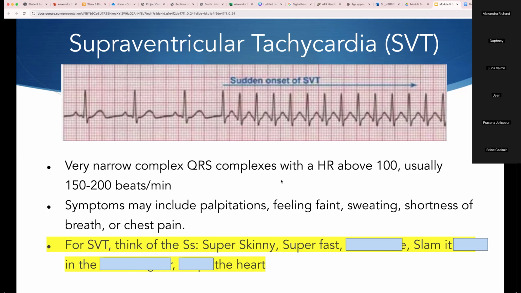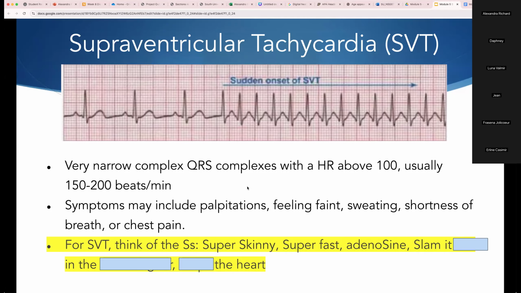What is the name of the medication you give to treat it? Adenosine. It also has an S in it. So it looks super skinny, it goes super fast, and you treat it with adenosine. And do you give adenosine very slowly, or do you have to slam it quickly? You have to slam it very fast when you're giving it IV push.